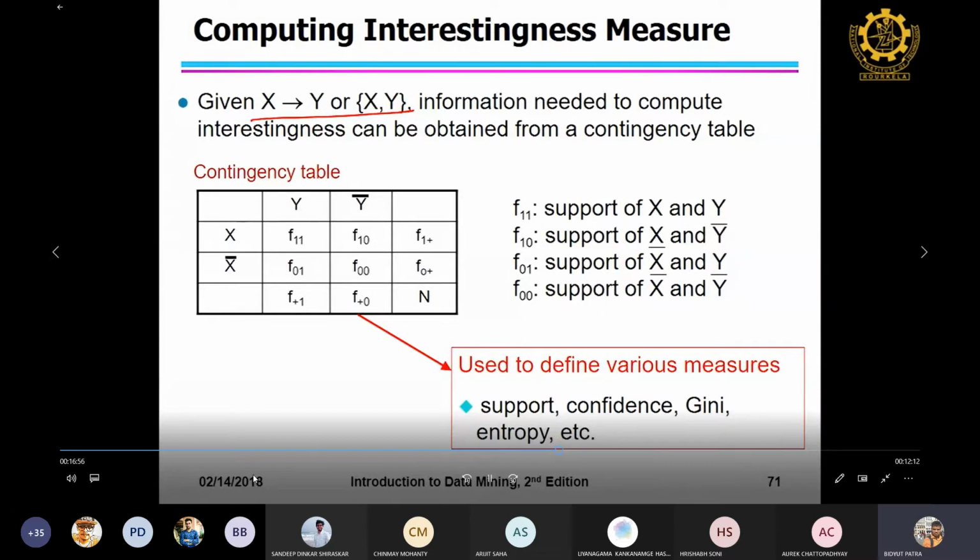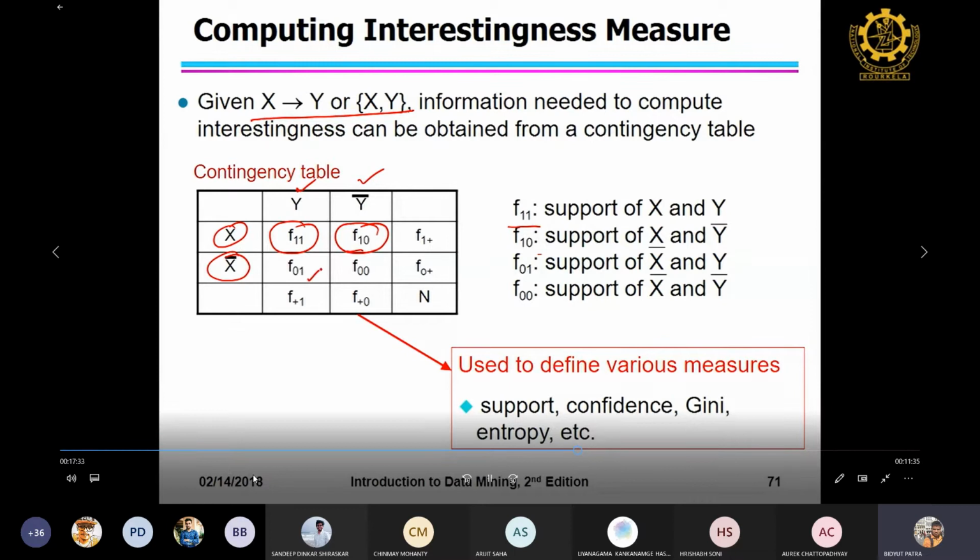What is a contingency table? We have the rule x to y. So you write x and not x here, in the same way we did in the classification task. Similarly y and not y. Now this entry indicates the support when x and y occur together. So F11 is the support of x and y, and F10 is the support of x and not y. That means x is present but y is not there. How many times is that the case? That is F10.